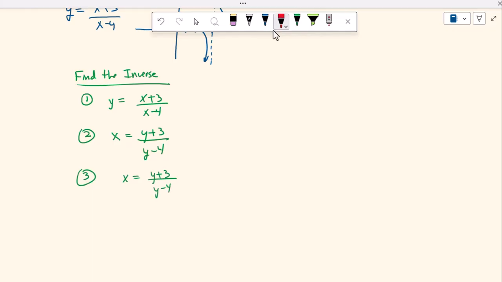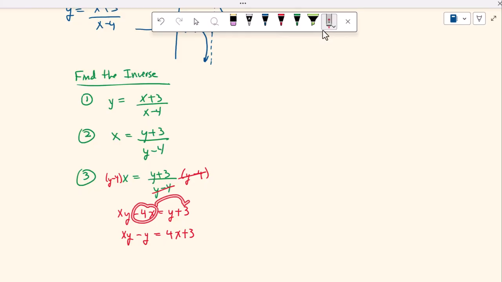So what I'm going to do is clear the fractions by multiplying both sides through by y minus 4. These cancel, and then I'll distribute through the x, so I have xy minus 4x equals y plus 3. Again, I want all the y's on the left, so I have xy minus y equals 4x plus 3. We took this negative 4x and added it across. Now you might think we're not really making much progress here, but we actually are. There's a common factor of y here. If I factor out a y from each term, I'm left with x minus 1. And then to finally solve, I divide both sides through by x minus 1.